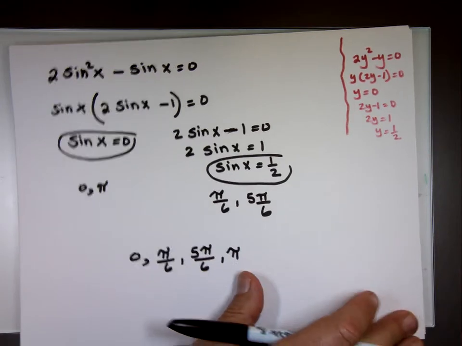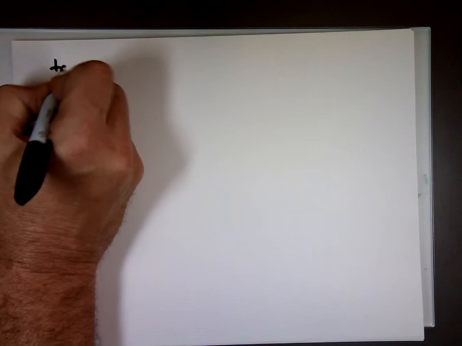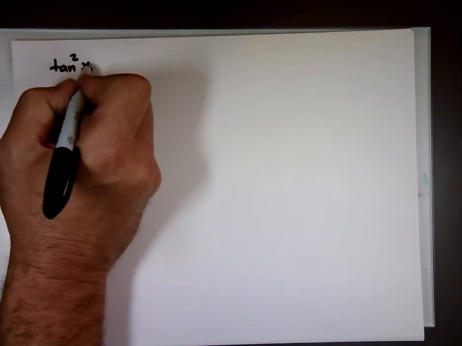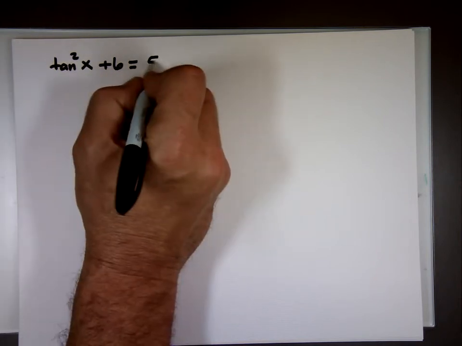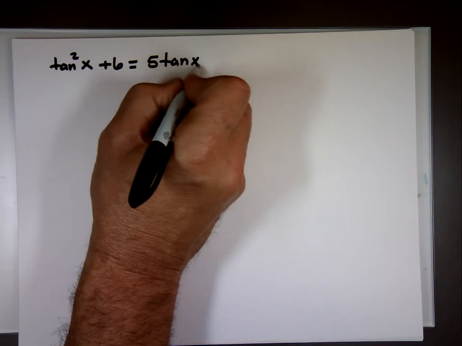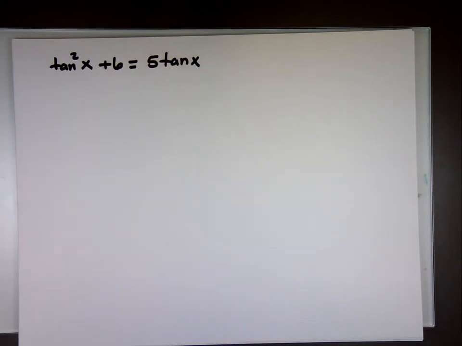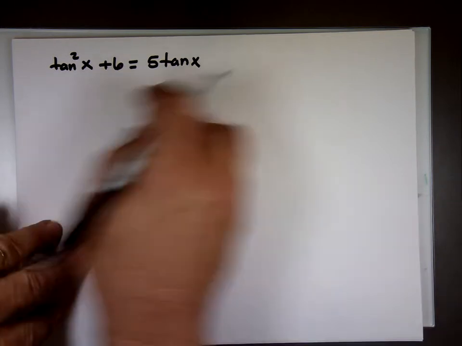Okay, let me try another one. Tangent squared x plus 6 equals 5 tangent x. Any idea? Okay, move this to this side. I'll take that.